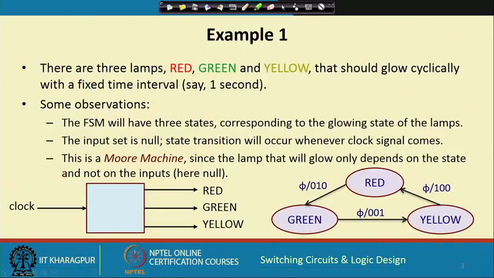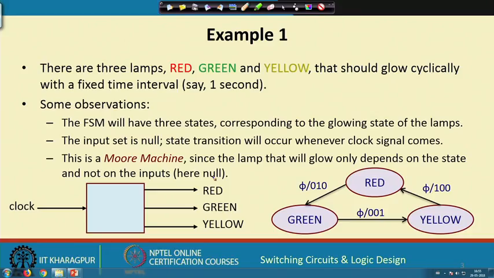So, the first example, let us take a very simple example. This is a very simplified form of a traffic light controller. This is nowhere near a traffic light controller, but something similar. The only similarity is that there are 3 lamps, red, yellow and green. Nothing else is similar to a traffic light controller.